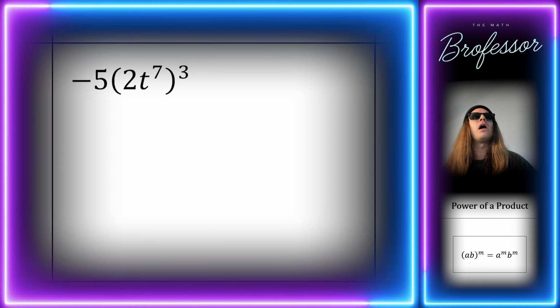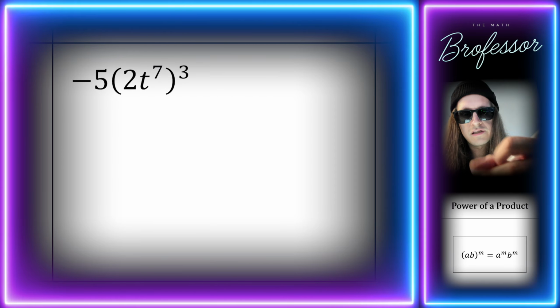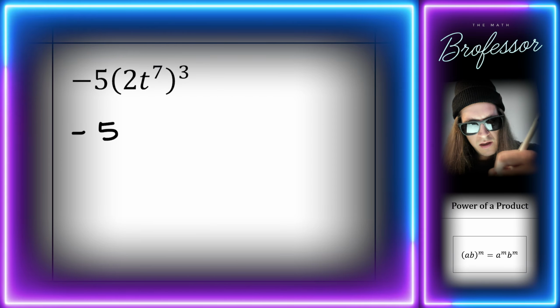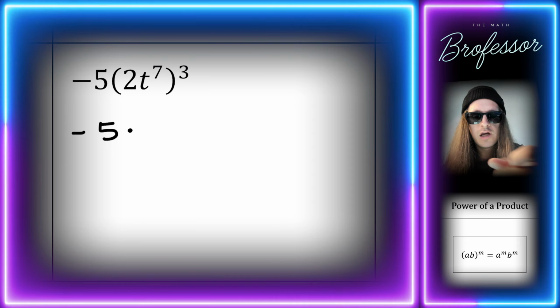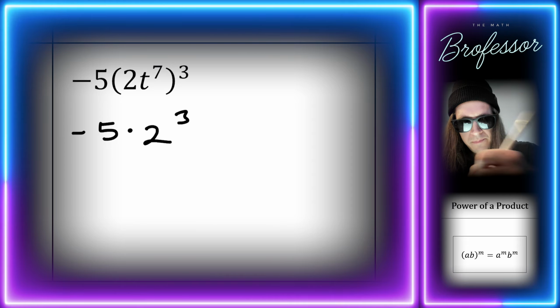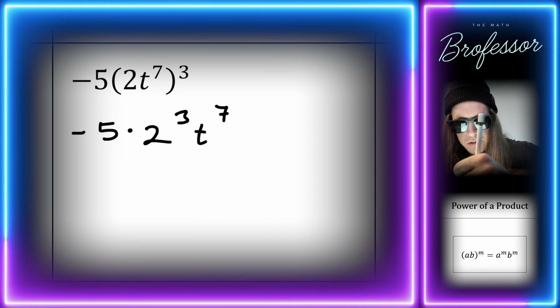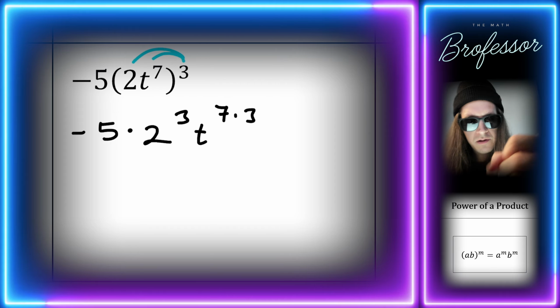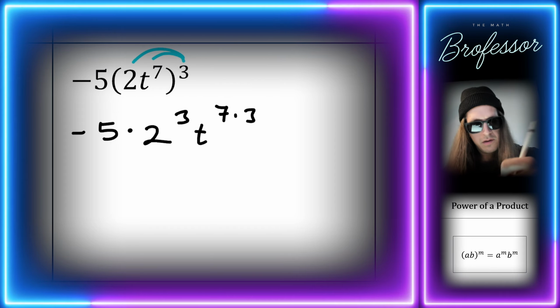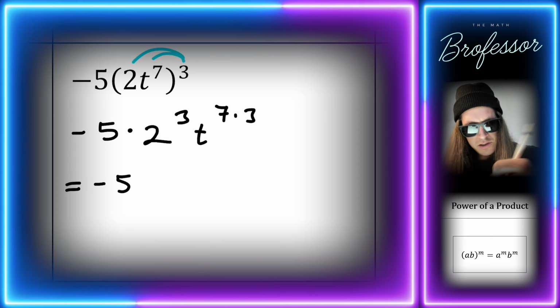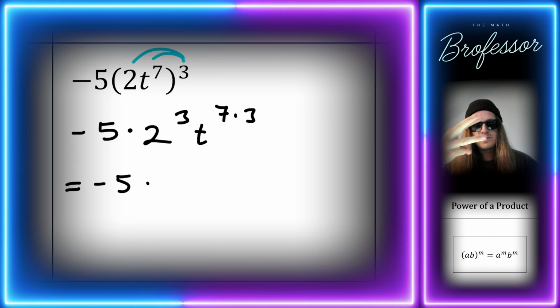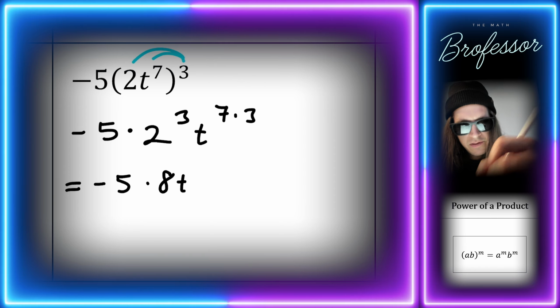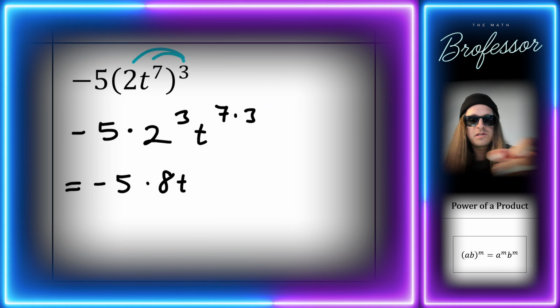The negative 5 is on the outside of the parentheses, so nothing happens to it yet. We need to cube the 2, and we need to multiply the 7 by the 3. That right there is your distribution. 2 to the 3rd power, 2 times 2 times 2, is 8. And on the exponent right here, 7 times 3 is 21.